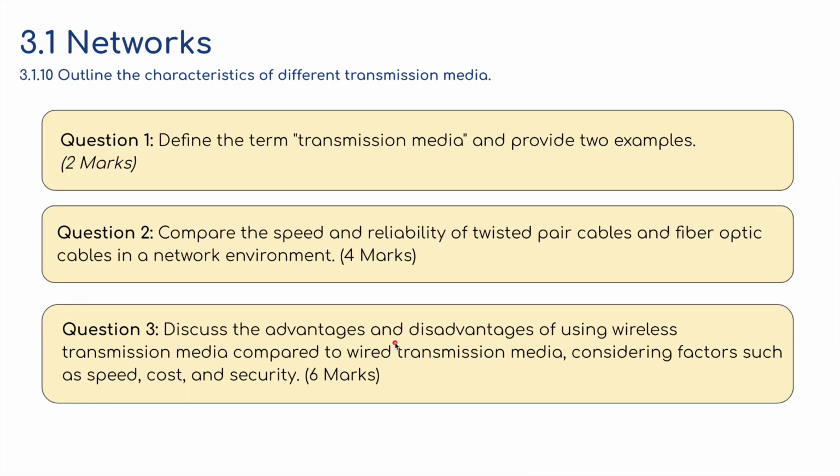Okay, as always, we've got a few questions, a 2-mark, a 4-mark, and a 6-mark. Question 1, define the term transmission media and provide 2 examples. Question 2, compare the speed and reliability of twisted pair cables and fiber optic cables in a network environment. And question 3, discuss the advantages and disadvantages of using wireless transmission media compared to wired transmission media. Consider factors such as speed, cost, and security. Okay, as always, if you don't want to see the answers, pause the video.